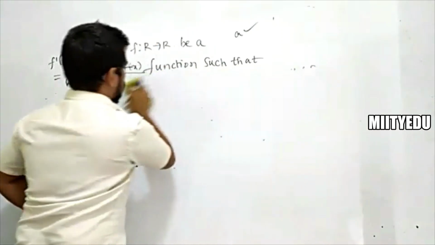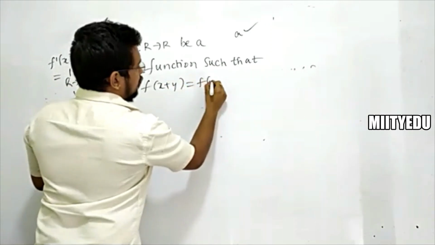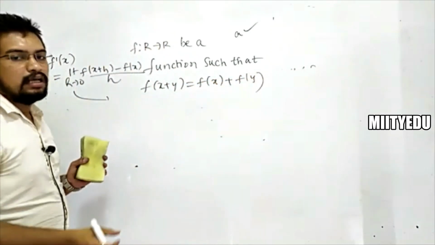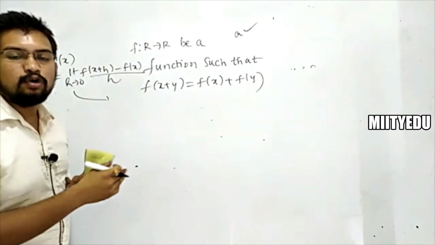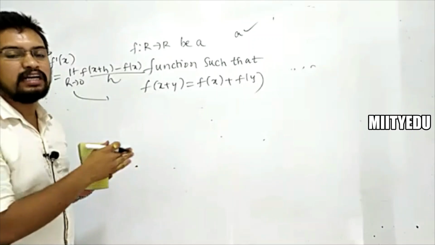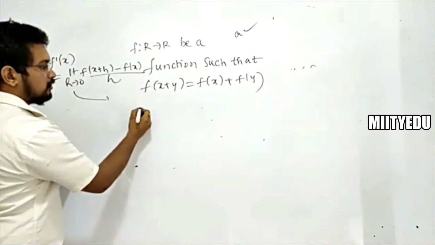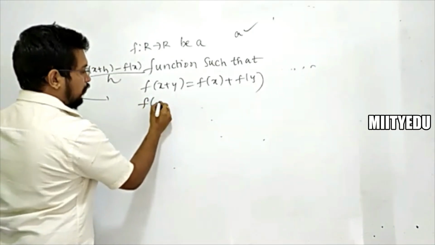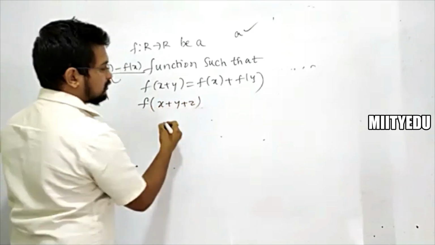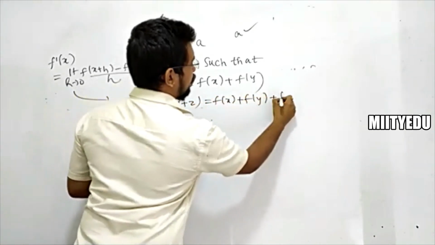Now if I write this, f of x plus y is f of x plus f of y. The second option is that f of x is equal to something into f of 1, provided f of x is continuous. That is the option given. Now f of x plus y plus z is again f of x plus f of y plus f of z.